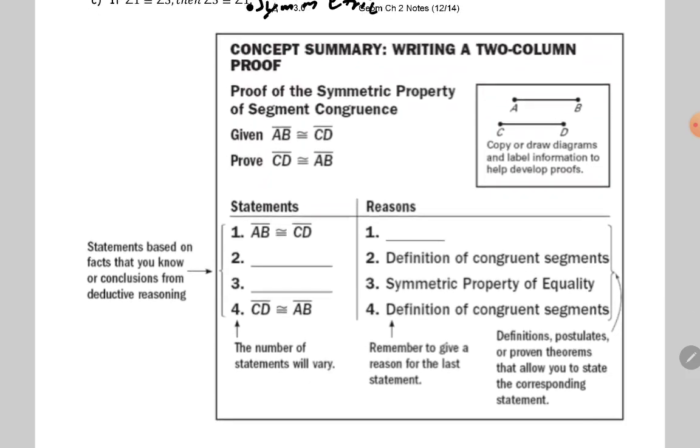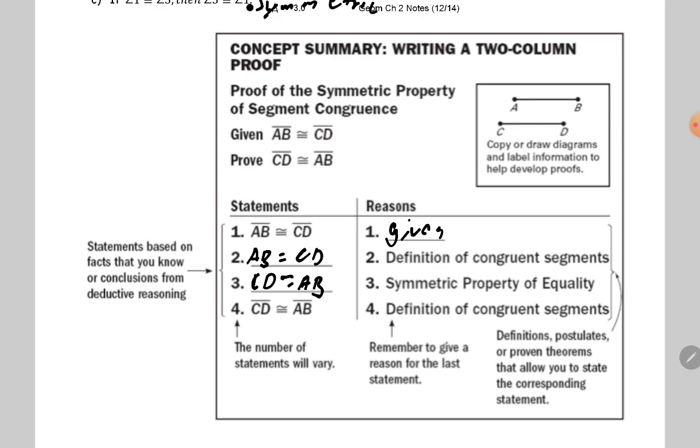So concept, writing a 2-column proof, proof the symmetric property. So always start out with what you're given. Okay, statements based on facts that you know. So the segment of AB is congruent to CD, therefore their lengths are equal to each other. And we can swap them around if we want to using the symmetric property.